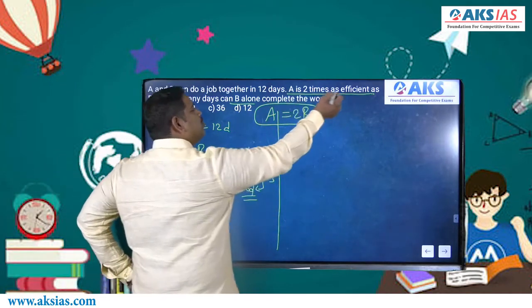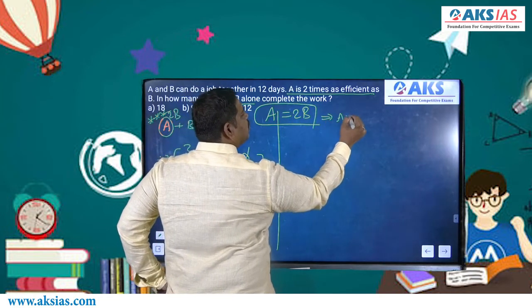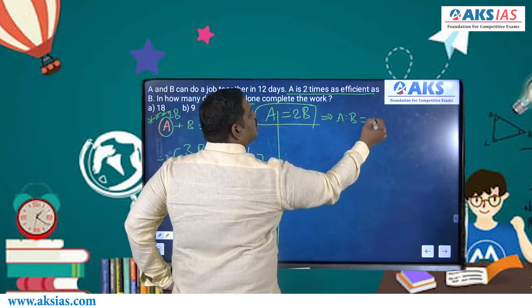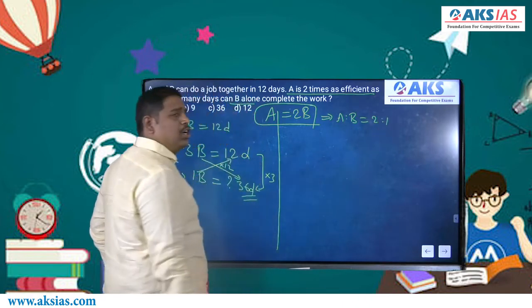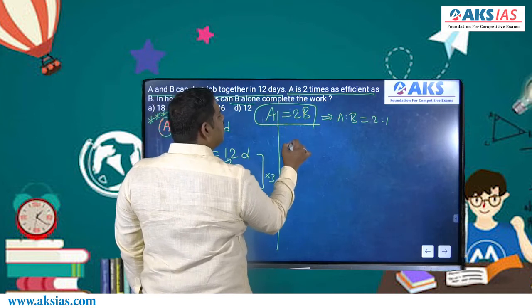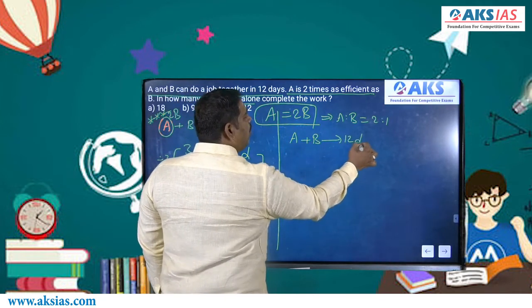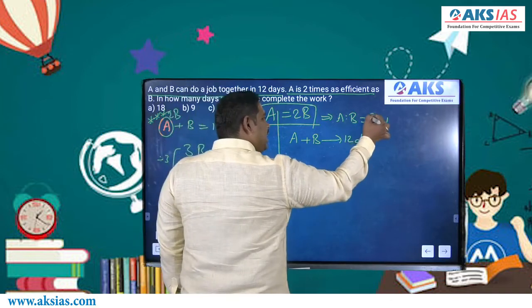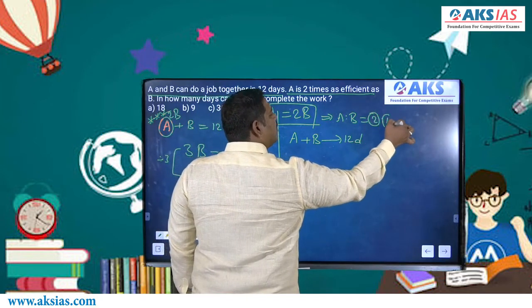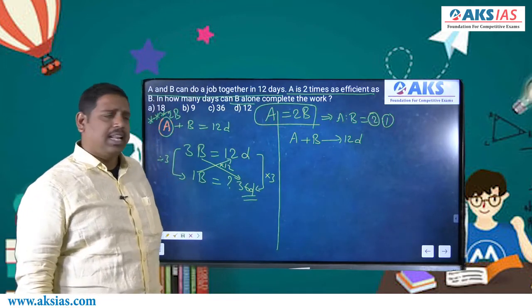Since A is 2 times as efficient as B, A is equal to 2B. That means A is to B is equal to 2 is to 1. That means the ratio of their efficiencies is 2 is to 1. Now he said that A and B together complete a job in 12 days. In one day A completes 2 units, B completes 1 unit. Together they can complete 3 units of work.